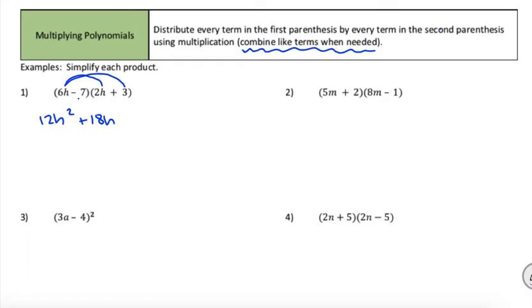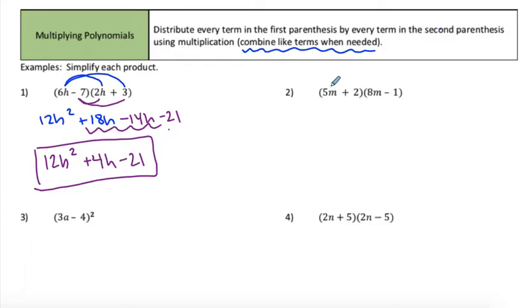And then I have the negative 7, and I go underneath. Negative 7 times 2 is negative 14, with 1h being multiplied. Negative 7 times 3 is negative 21. Combine like terms here in the middle. I can't do anything with the 12h squared. 18 minus 14 h's is 4h, and minus 21 comes down.